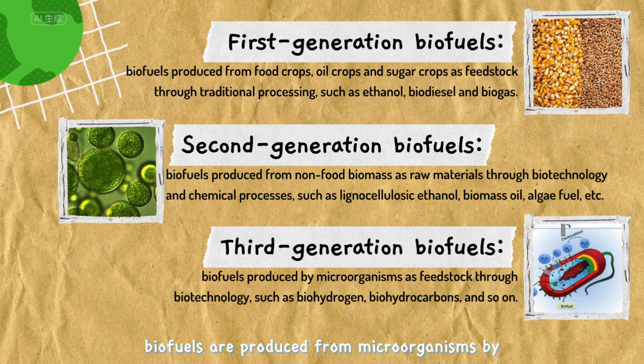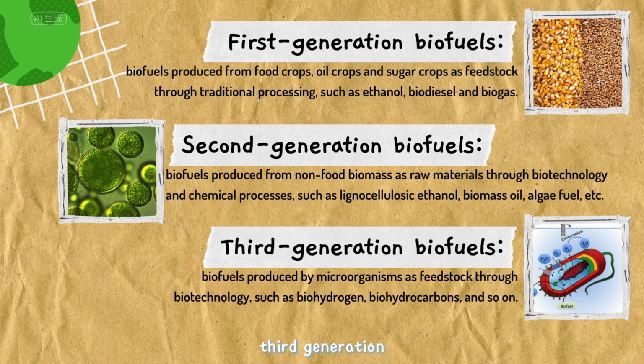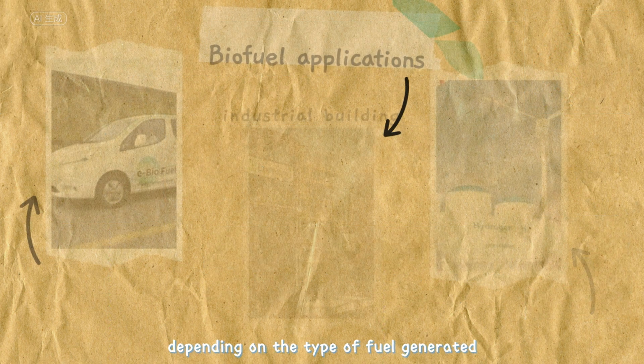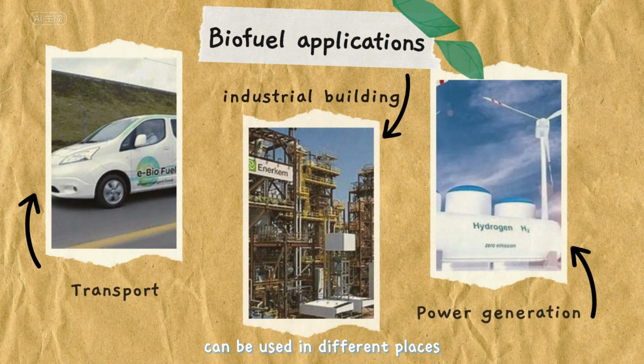Third-generation biofuels are produced from microorganisms by biotechnology, such as biohydrogen and biohydrocarbons. Third-generation biofuels are still in the early stages of development. They are made from new technologies such as algae or synthetic biology. Depending on the type of fuel generated, they can be used in different places.